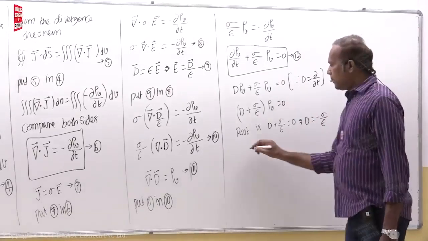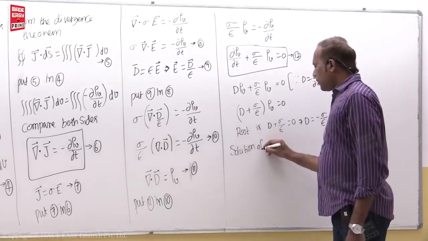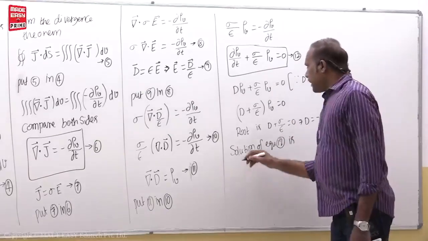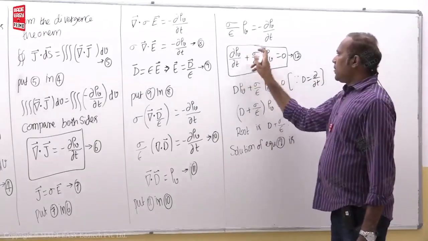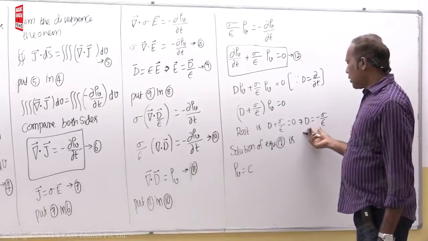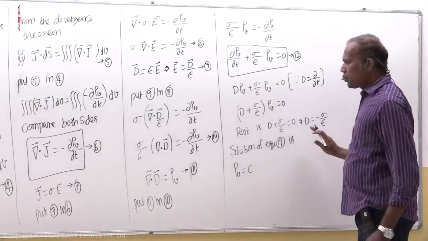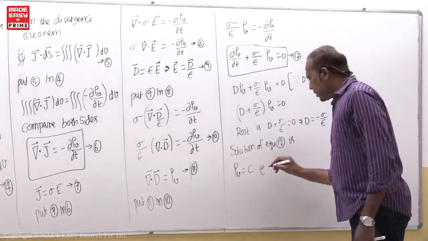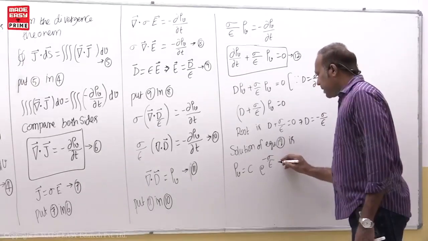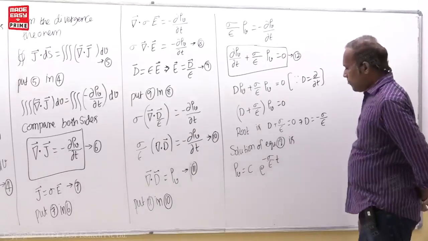I am directly writing now the solution of equation 12. The numerator variable is rho v. Rho v is equal to some constant. One root is there means one constant. This already you know. I am not explaining much. I am assuming you know this one. So now exponential, the root is minus sigma by epsilon into, here the denominator variable is t.